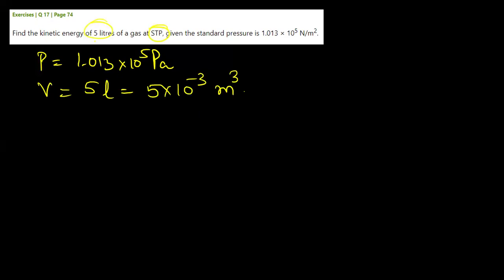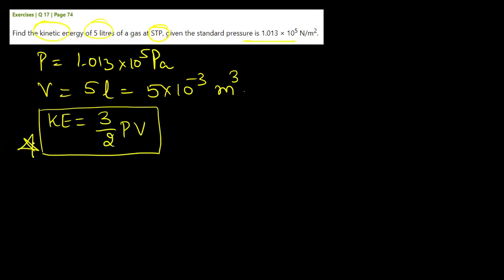You are supposed to find the kinetic energy. Here the standard pressure is given. When you have been given pressure and volume, generally students know the kinetic energy formula is half mv square. But here mass is not given and velocity is not given. So you will not use half mv square, you will use it in terms of pressure and volume. In terms of pressure and volume, the kinetic energy is 3 by 2 PV. This is a very important formula one should know.